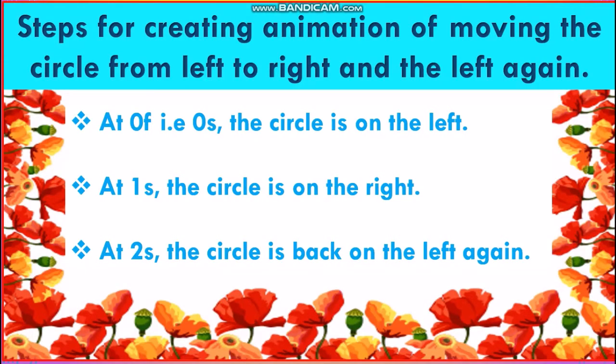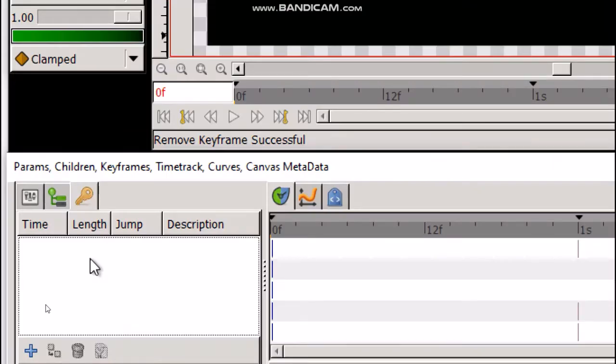Earlier we discussed the three steps. First was at 0 frame, that is 0 seconds, the circle is on the left. Second was at 1 second, the circle is on the right. And third was at 2 seconds, the circle is back on the left again. These three steps will now become our three keyframes. So, click the small button containing plus to add a new keyframe. This will make a new entry in the list displaying time as 0 frame, length as 0 frame and JMP.